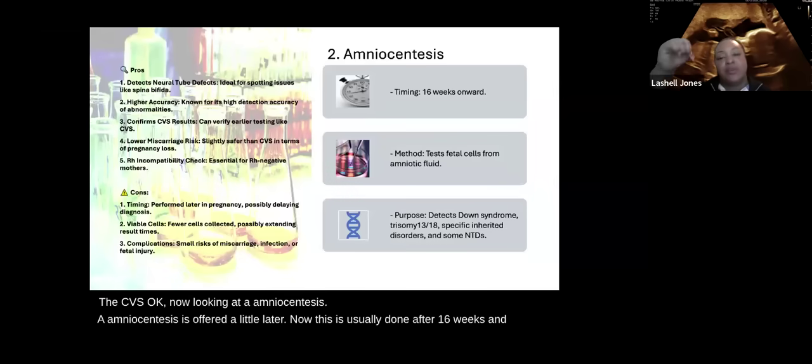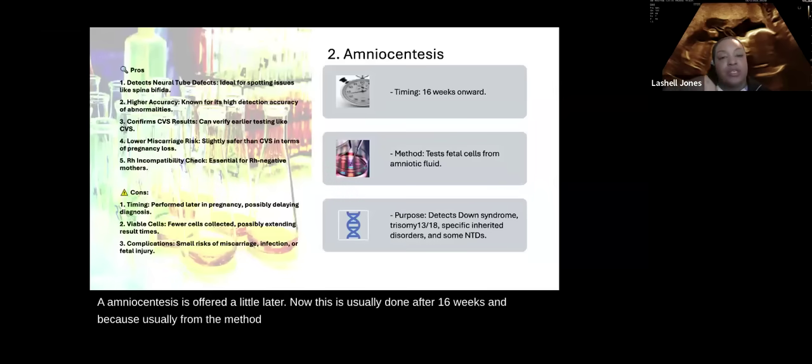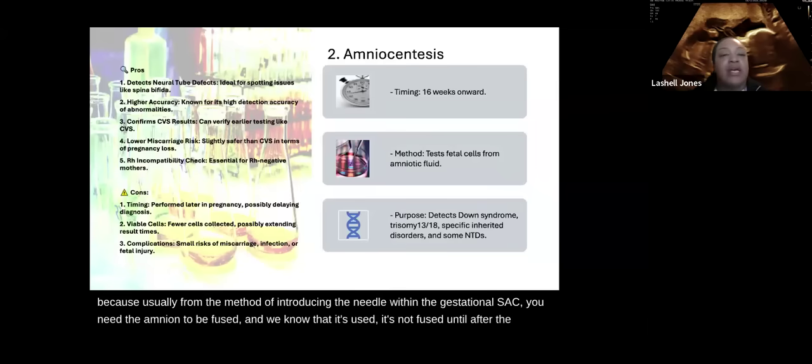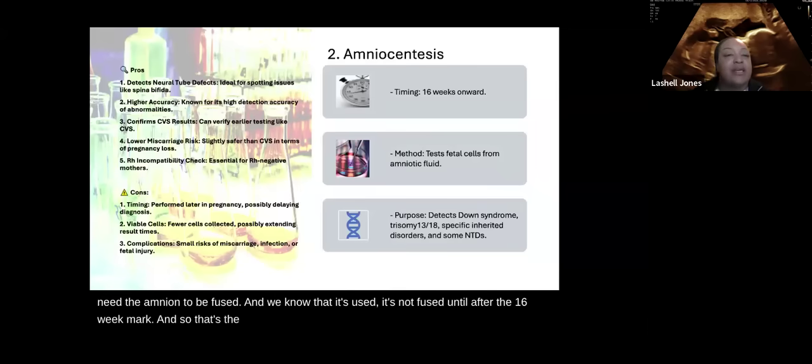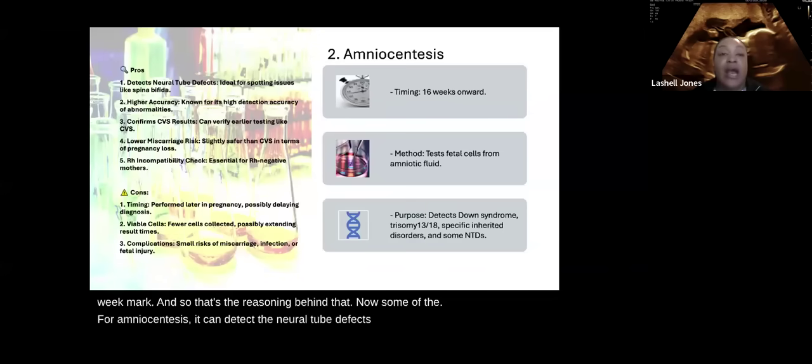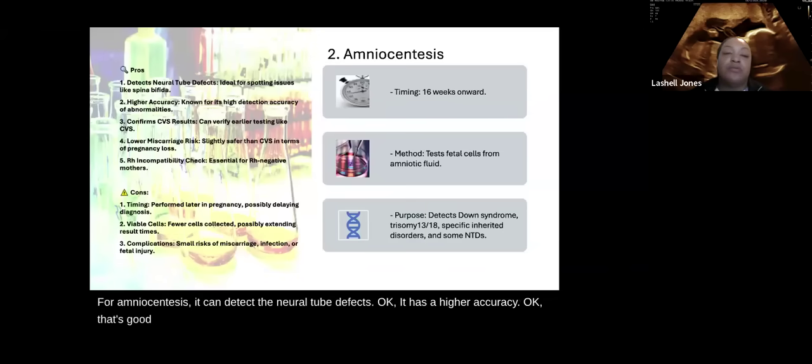Because of the method of introducing the needle within the gestational sac, you need the amnion to be fused. And we know that is not fused until after the 16-week mark, and so that's the reasoning behind that. Now, some of the pros for amniocentesis: it can detect neural tube defects. Okay. It has a higher accuracy. Okay, that's good. And it will confirm CVS results.